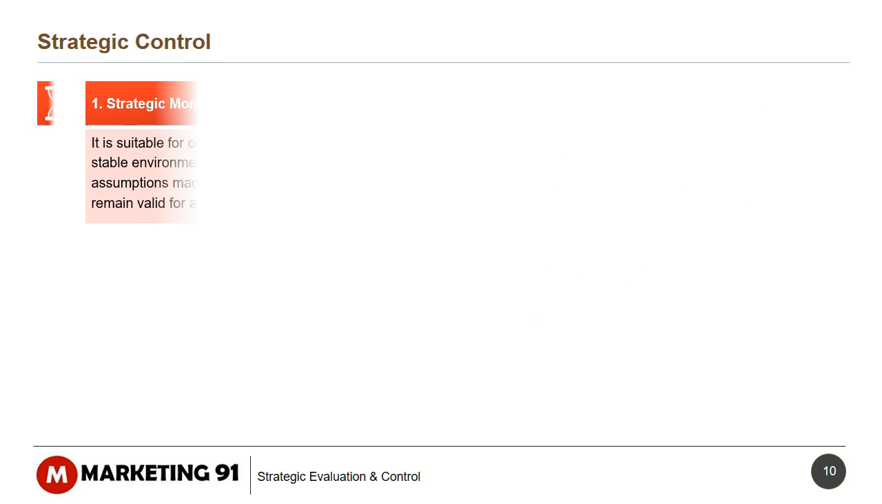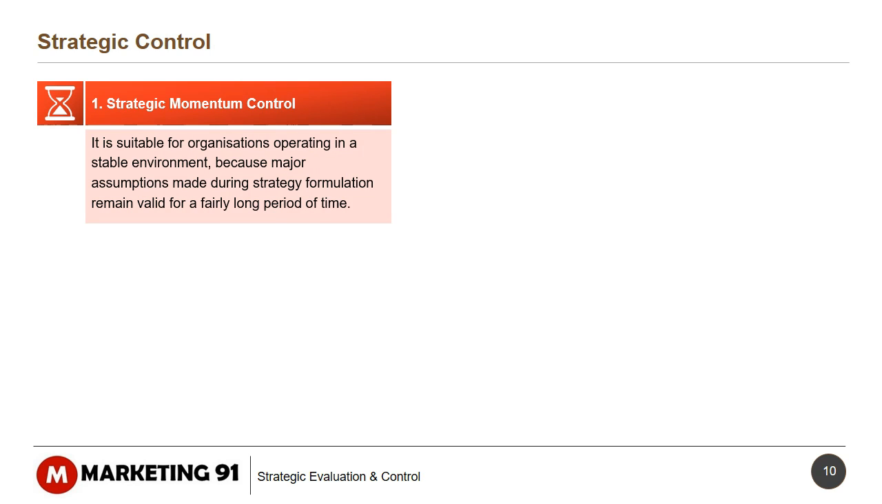Strategic control. Strategic momentum control. It is suitable for organizations operating in a stable environment because major assumptions made during strategy formulation remain valid for a fairly long period of time.